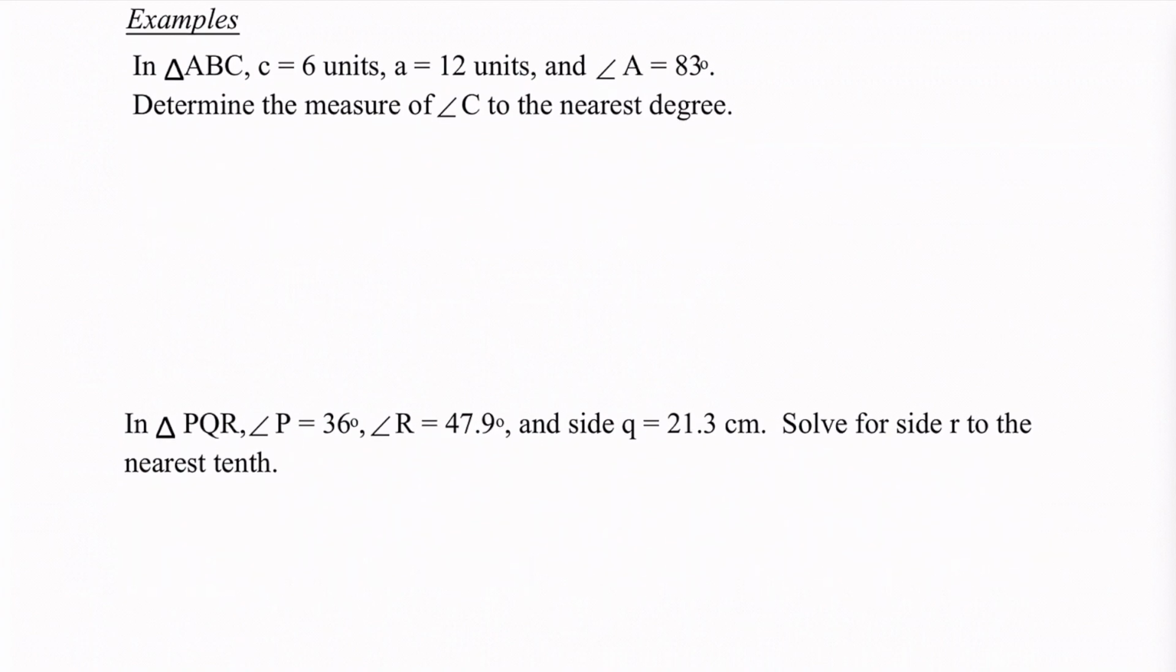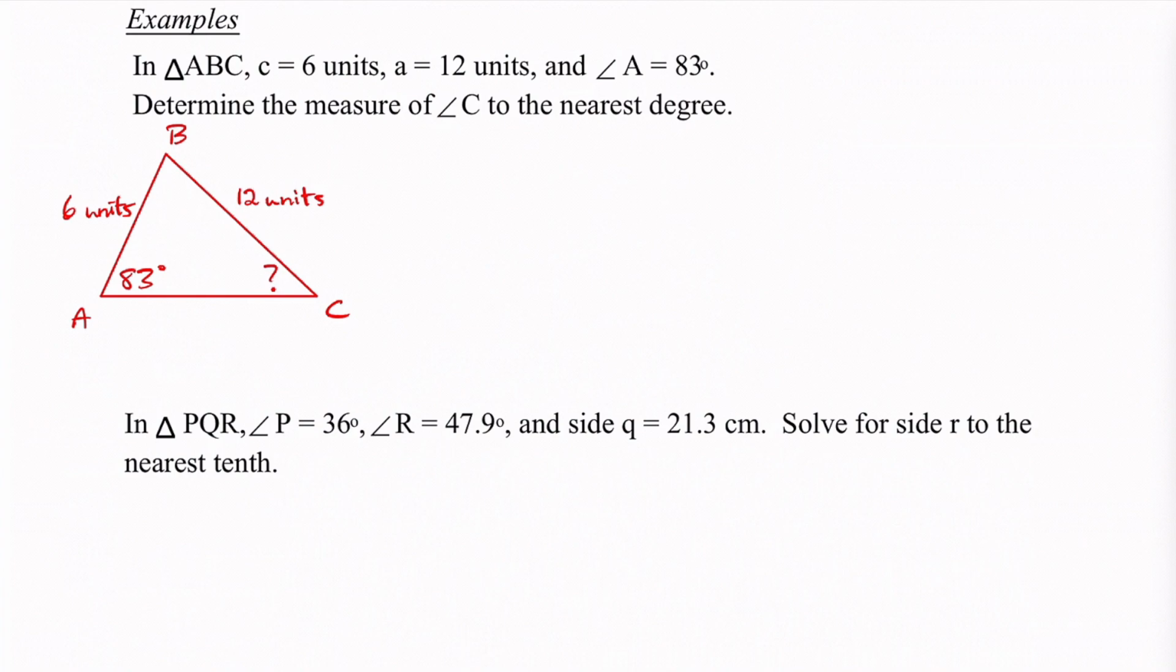The first one says in triangle ABC, c is 6 and a is 12 and angle A is 83 degrees. Determine the measure of angle C to the nearest degree. So what we should always do whenever you're given a question like this but no triangle, draw a triangle. And then we're going to label it ABC because that was the corners that they gave for us. And then I'm going to start to put on the given information. So side c is 6 units, so I'm just going to put 6 over here. a was 12 units, and angle A was 83 degrees. And we are going to be finding angle C, that was right here.